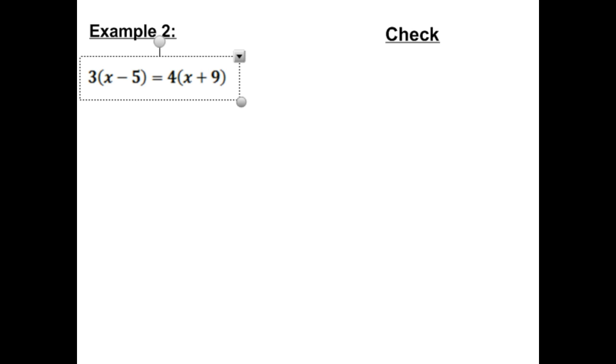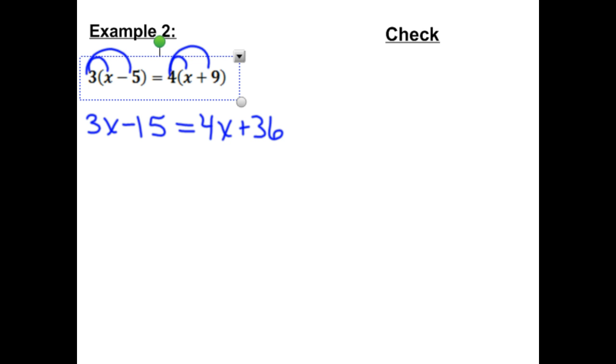Let's try another example. First, we have 3 times the quantity x minus 5 equals 4 times the quantity x plus 9. So hopefully you recognize that the first step is going to be to distribute and clear the parentheses on both sides of the equation. So on the left side, 3 times x will give us 3x. And 3 times a negative 5 is a minus 15. Watch your signs. Equals 4 times x is 4x, and 4 times a positive 9 is plus 36.